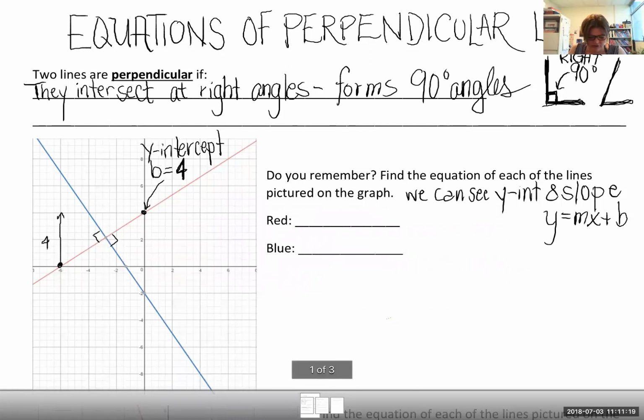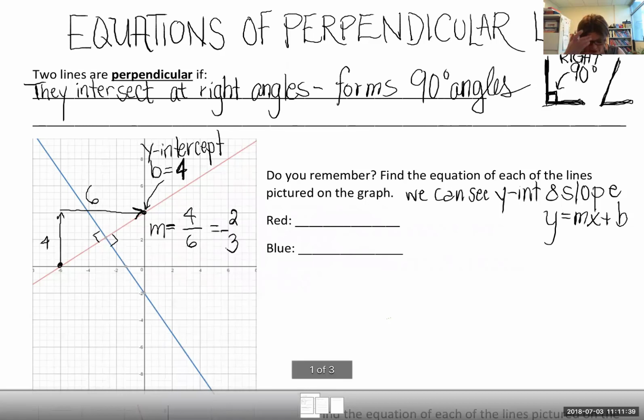And remember, I like to go from a left point to a right point, so I have less sign errors. And I ran 6. 4 over 6, rise over run. So our slope is a rise over run of 4 over 6. I'm going to reduce that fraction. Both 4 and 6 are divisible by 2. I'll divide that 2 out of both of them.